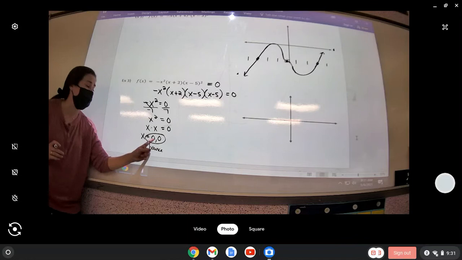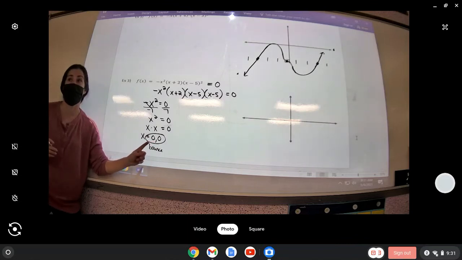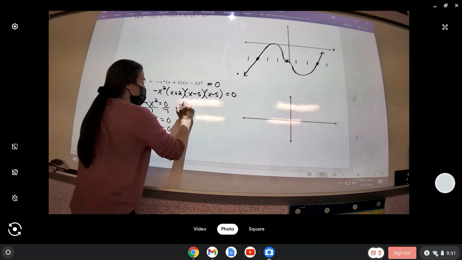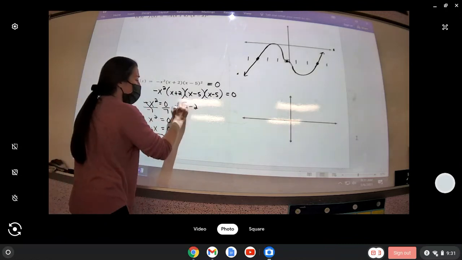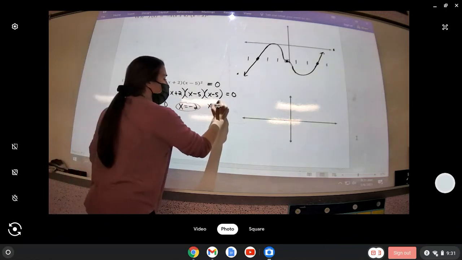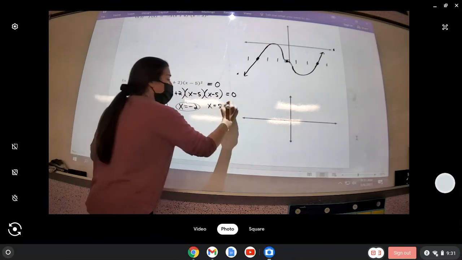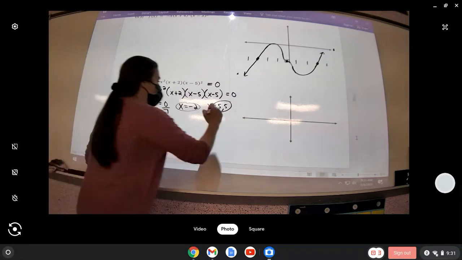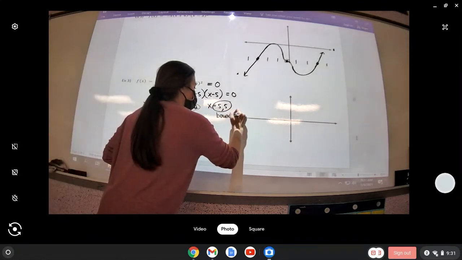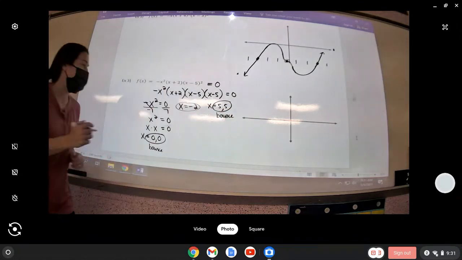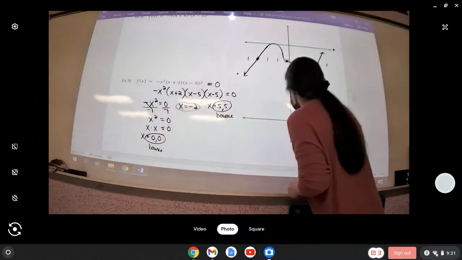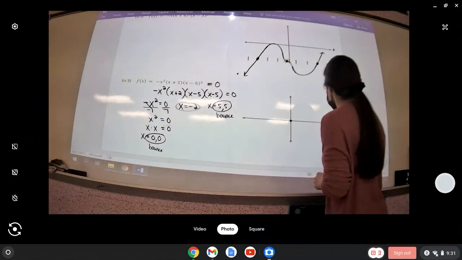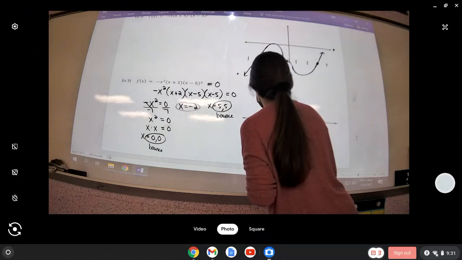It also means, guys, if you have an x-intercept at 0, what's your y-intercept? 0. Okay. All right, then I'm going to get x equals negative 2. He's normal. And then I'm going to get x equals 5 and 5 again. So, guys, that's another even multiplicity. That's another bounce. Okay? All right, so if I plot them, 0, 5, and negative 2.